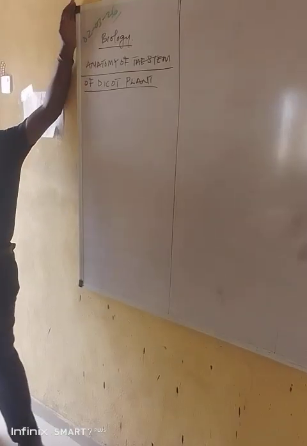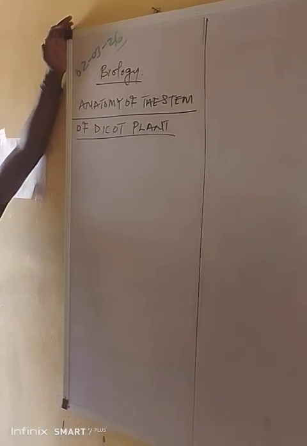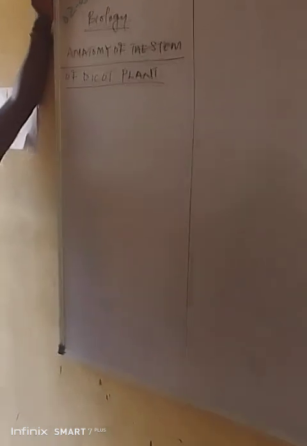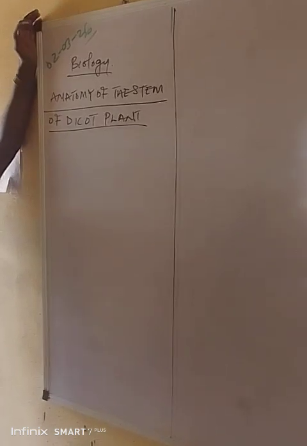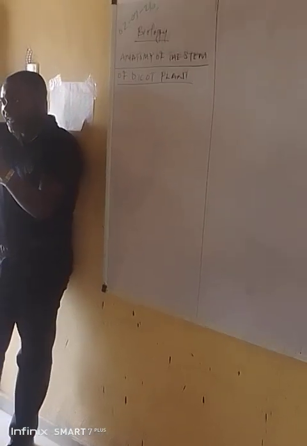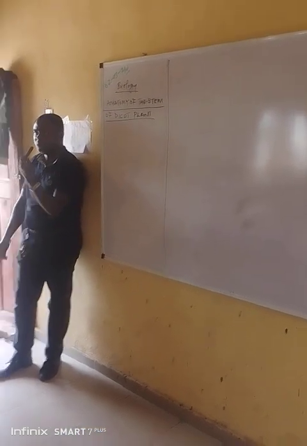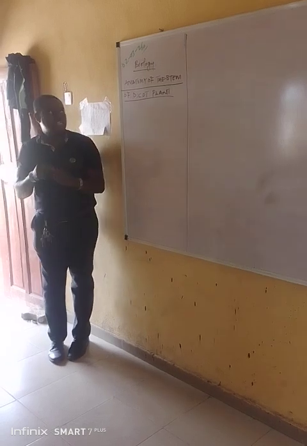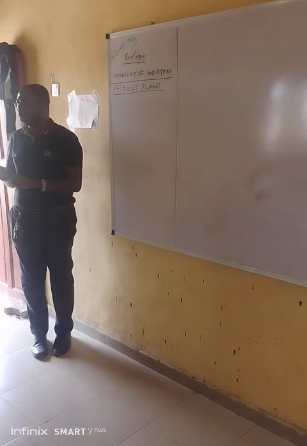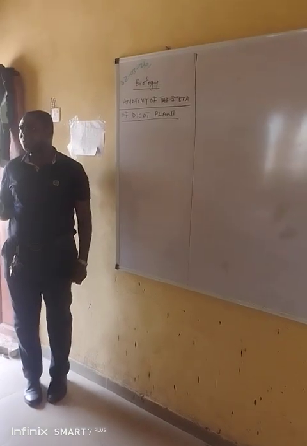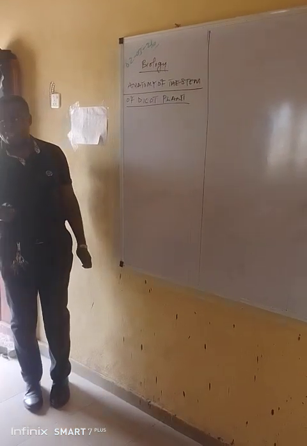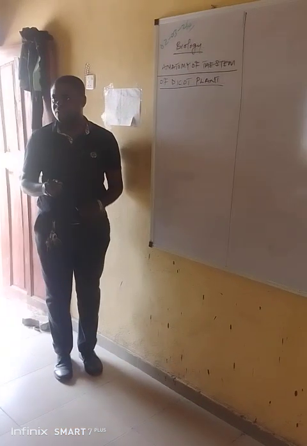Dicot. When you were in SS1, you were told that plants can be monocot or dicot plants. So if this is the stem of a plant and you cut it like this to see what is inside, that's the anatomy. Now the anatomy of a dicot plant is made up of 2 cylinders. How many cylinders? 2 cylinders.